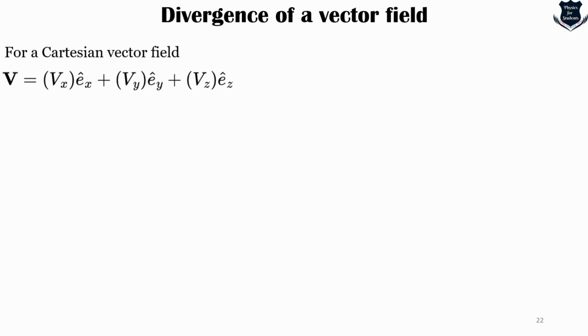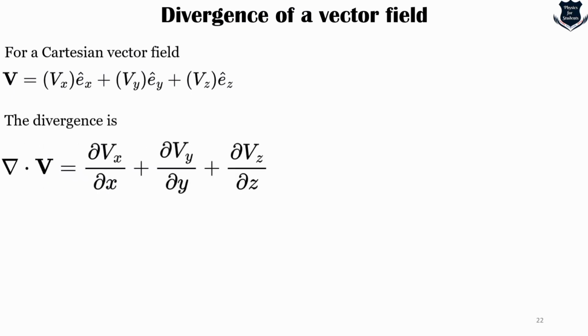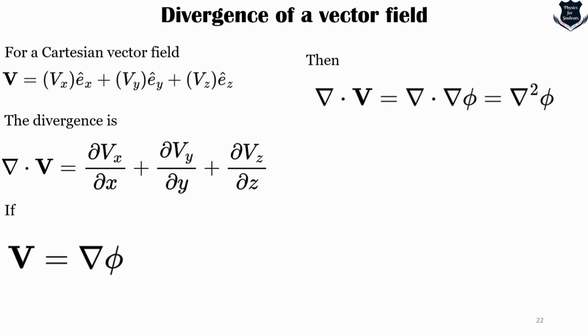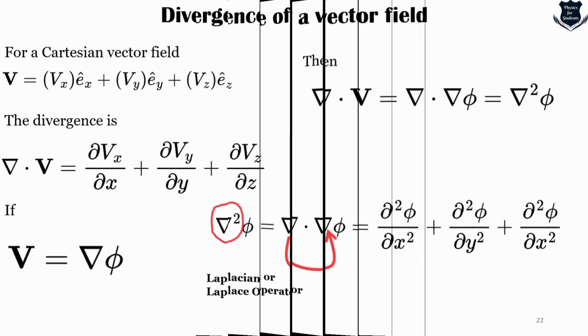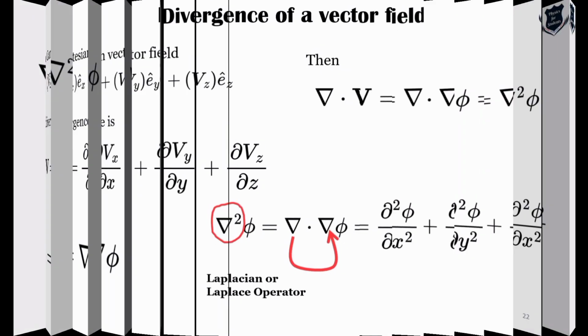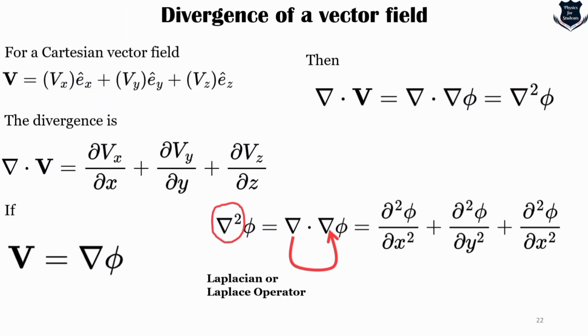Okay, so for a Cartesian vector field, for example this one, the divergence is given by this, very simple. And if V is the gradient of a scalar field, that means V equals nabla phi, then this comes out, where this is true, right? So you see these signs, I would say nabla squared, and this is what is called the Laplacian, or the Laplace operator, which tells us the divergence of the scalar field.